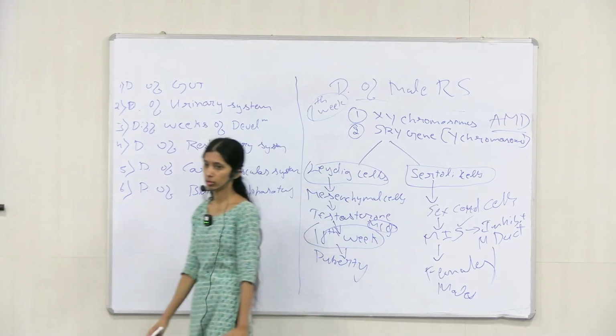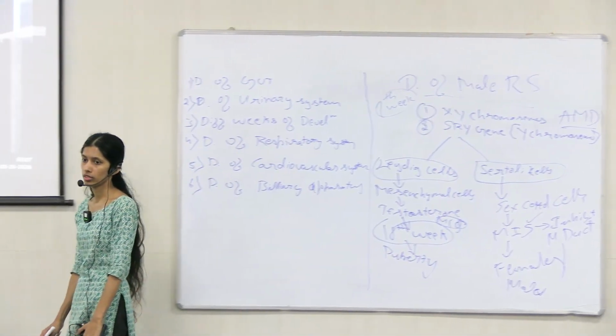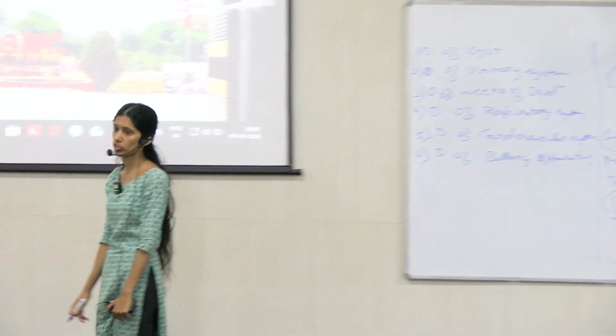Okay, the Müllerian duct mainly helps in the testis formation, so it should be present in females to inhibit the factor. Okay, any other answers?